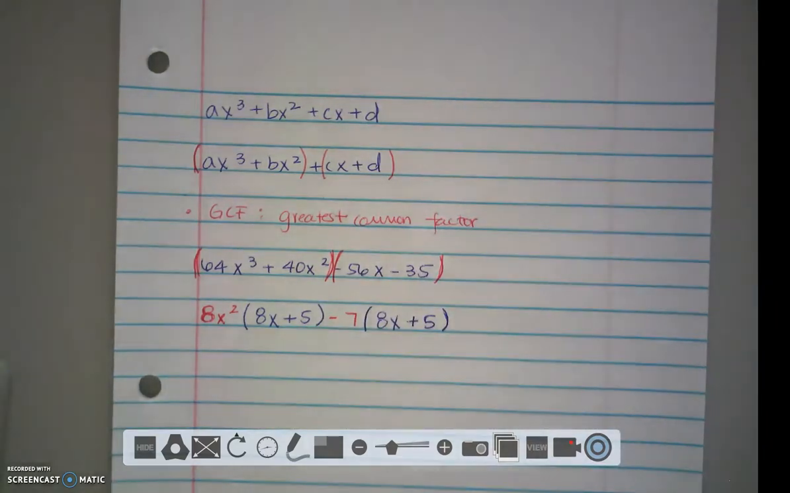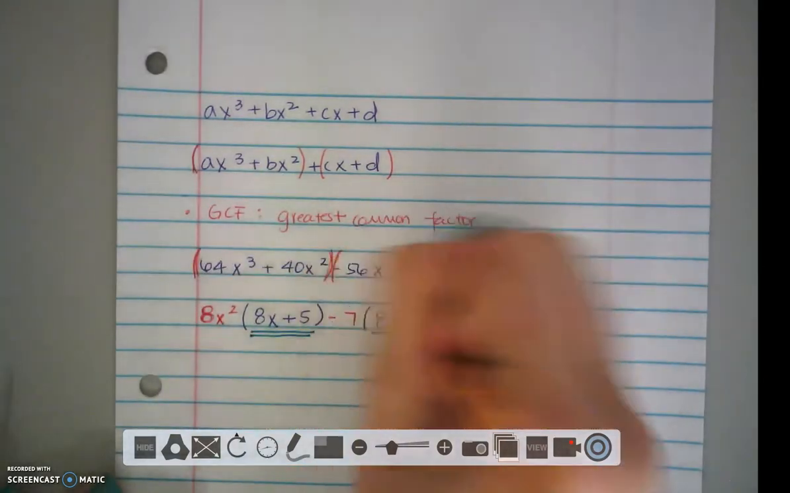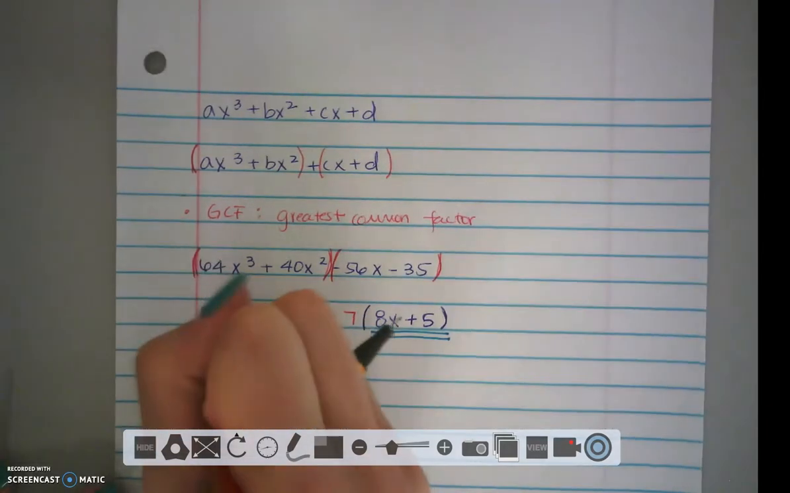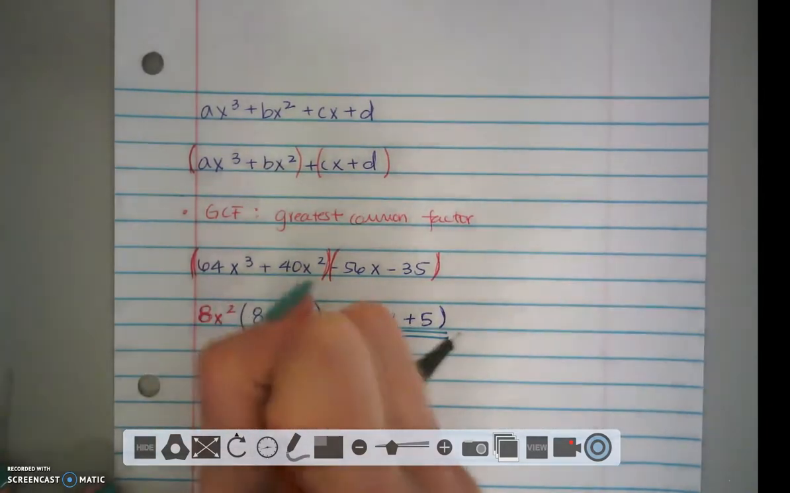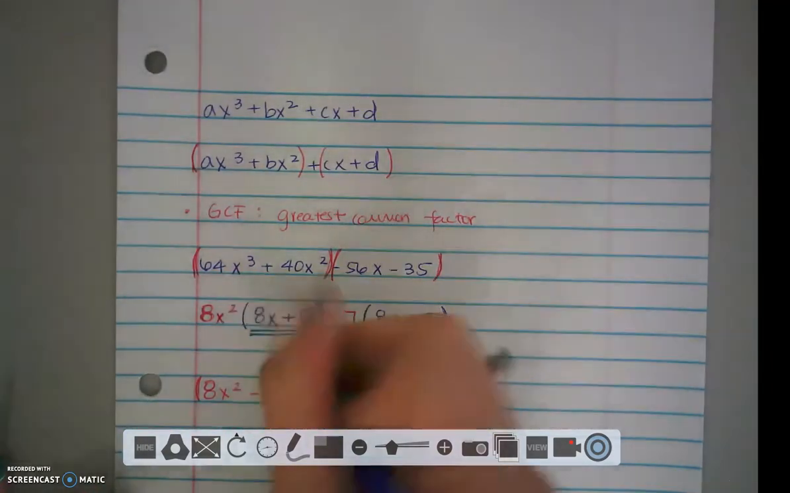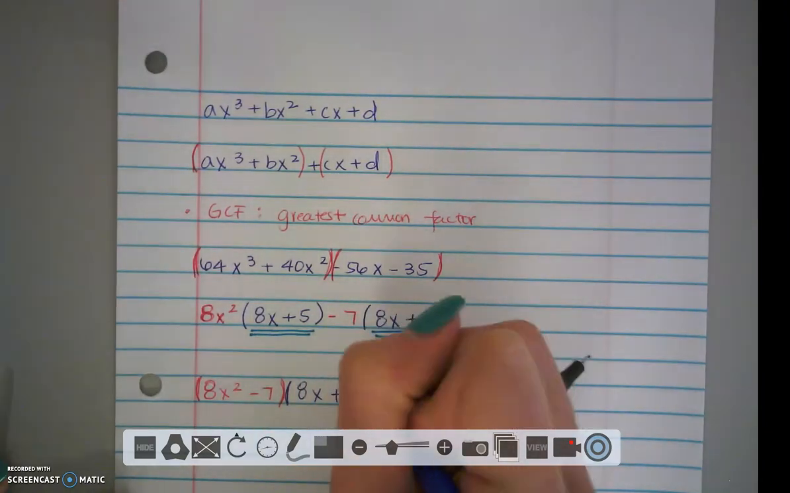So what do we notice when this happens? What you should notice is that these 2 factors match up. And that's how we know we're doing our job correctly, because we only need 2 things to be factors to multiply. So I'm going to write these 2 factors down. My first factor is 8x squared minus 7. And that's going to be multiplied by this 8x plus 5.